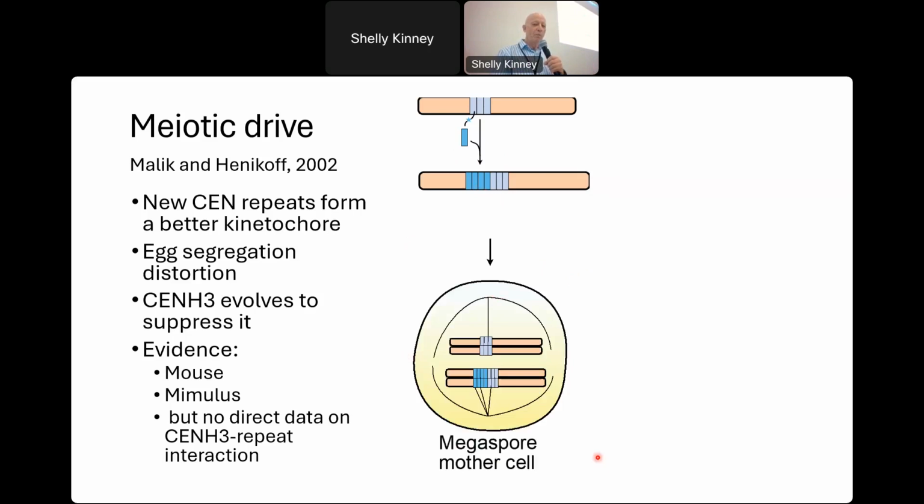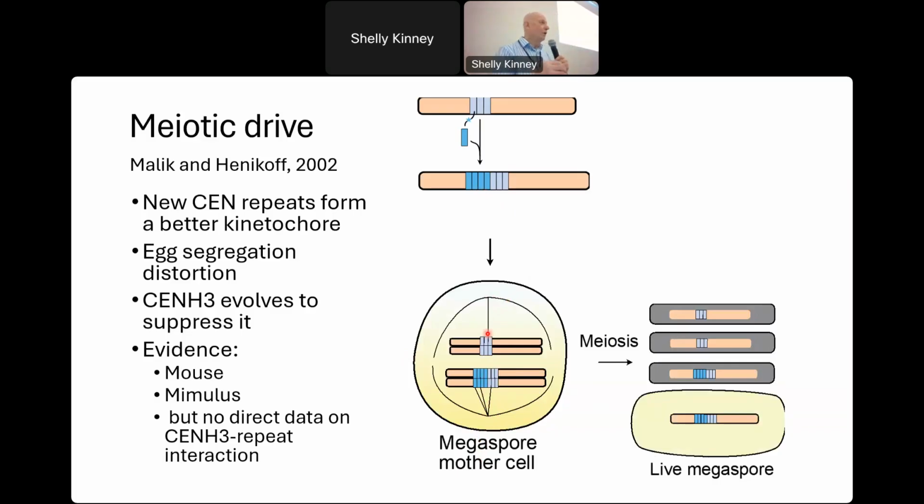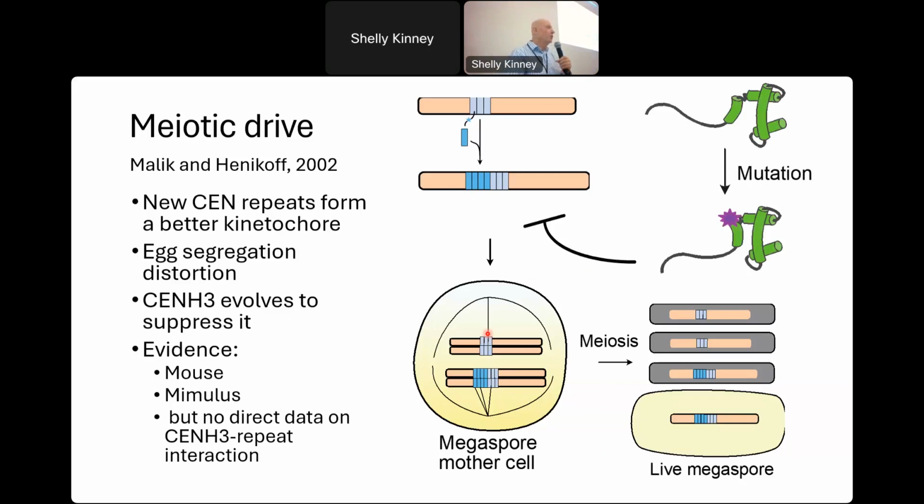This is the megaspore mother cell. It's a polarized structure. One pole will give rise to the egg cell, and the other pole gives rise to a dead cell. So if the new centromere is positioned always toward the live cell, then you have something which is very good for the centromere, but is not good for the plant. And so the plant wants to counteract this, and in the hypothesis, it does so by mutating SNH3 and stopping this strong interaction. Is this true or not?